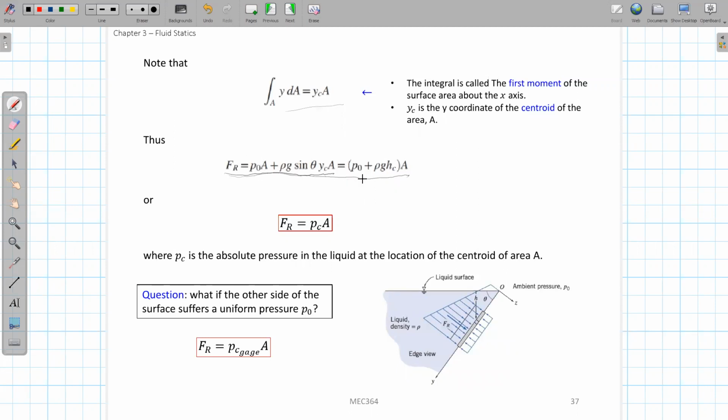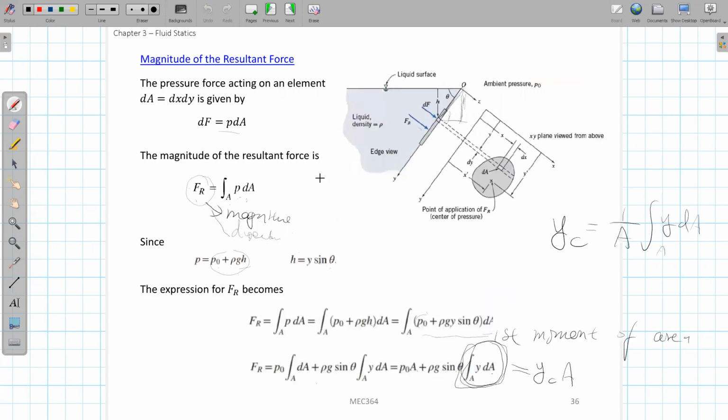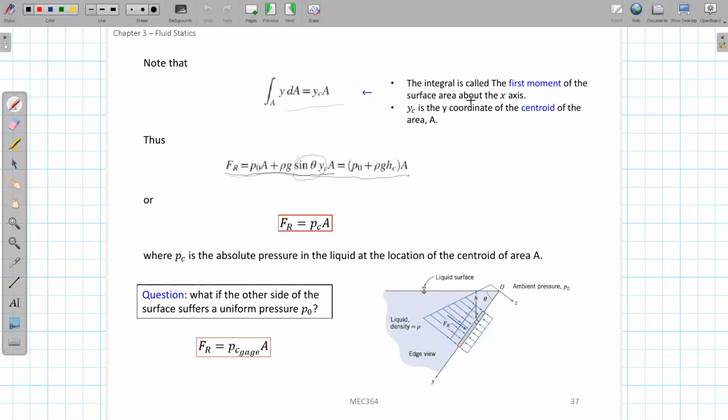And if you combine them together, what will Yc times sin theta be? Assume that for this plate, this is the centroid. So Yc times sin theta is basically this value, which is Hc, the vertical depth of this centroid point. So you can replace Yc sin theta with Hc. And what is P0 plus rho g times this Hc? This is the absolute pressure at the centroid.